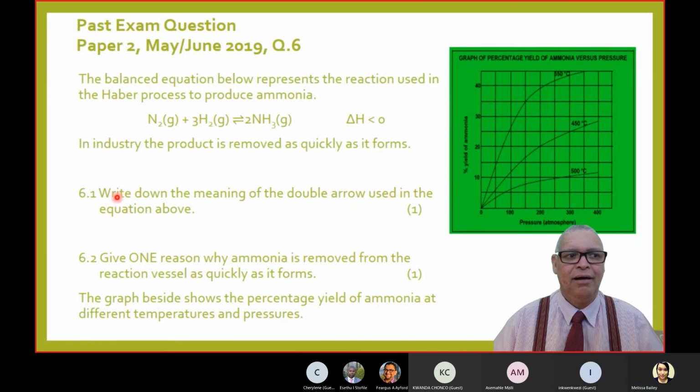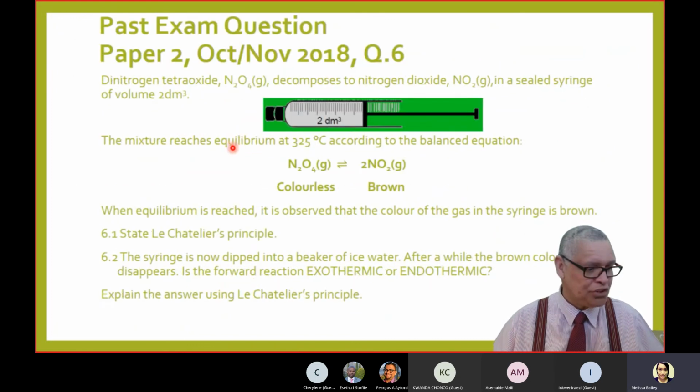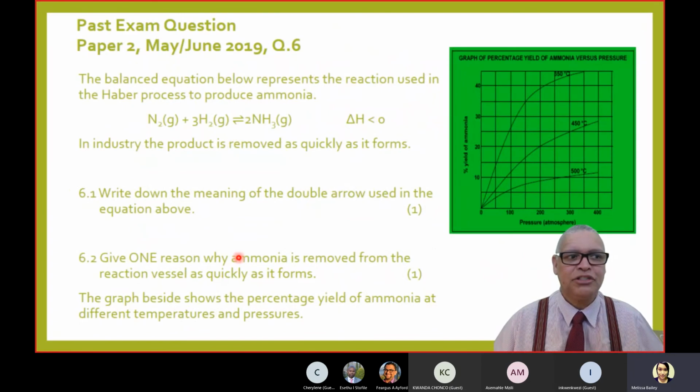Now, 6.1 says, write down the meaning of the double arrow used in the equation above. Do you remember that from our lesson this morning? What is the meaning of this double arrow? Yes, you got it. That double arrow represents important information that relates to the reversible reaction. And this question goes on and on. I'm going to give you some time to work through this, right? Write down the meaning of the double arrow used in the equation above.